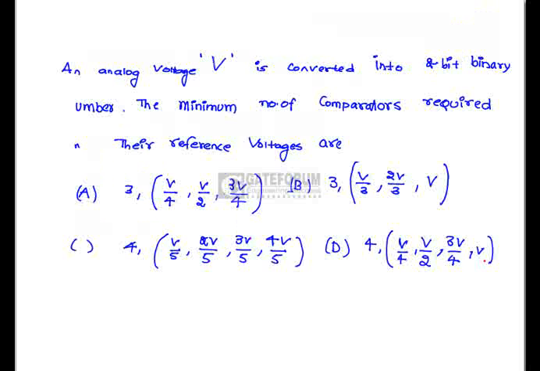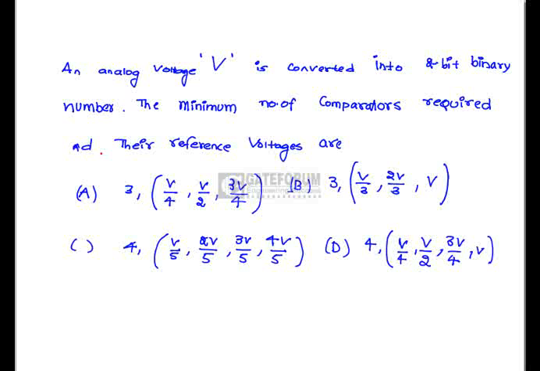An analog voltage is converted into a 2-bit binary number. The minimum number of comparators required and their reference voltages are: option A, V by 4, V by 2, 3V by 4; option B, V by 3, 2V by 3, V; option C, V by 5, 2V by 5, 3V by 5, 4V by 5; option D, V by 4, V by 2, 3V by 4, V.